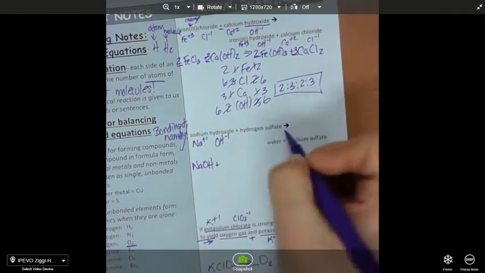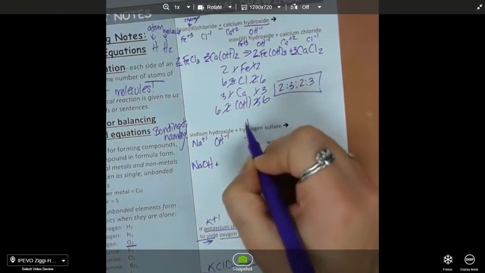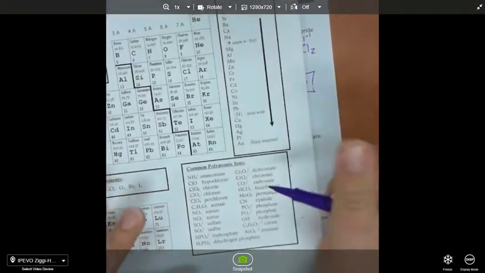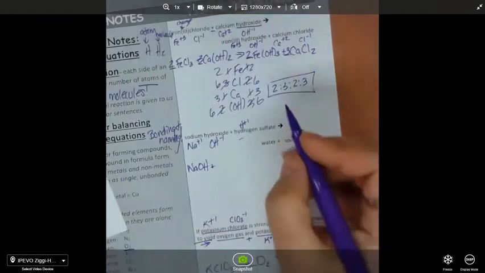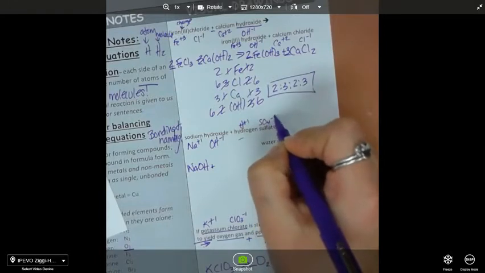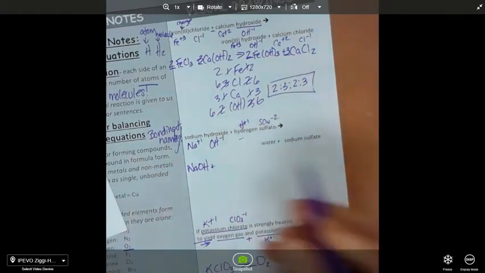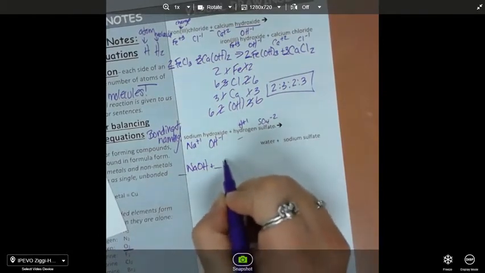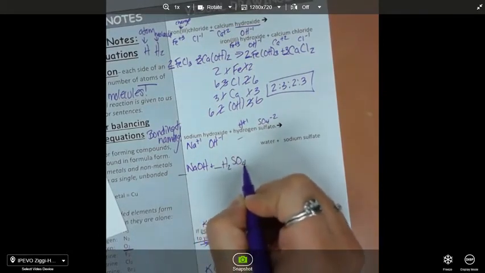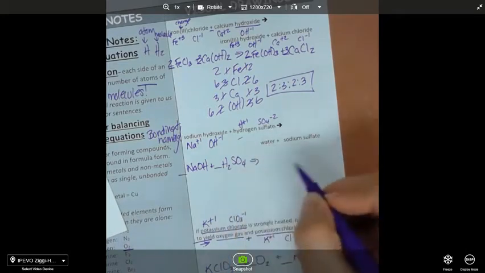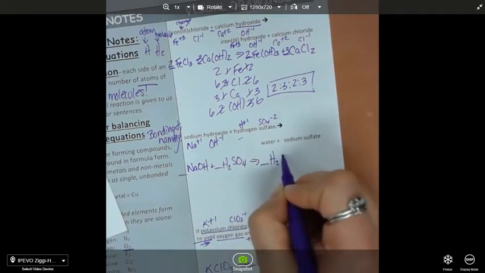Plus sign, hydrogen sulfate. So hydrogen is H +1. Sulfate is a polyatomic, which is here, SO4 -2. Okay, these do not cancel by themselves. So what do you need more of? You need two H's. So H2SO4, arrow. Water, we already know what water is, H2O.